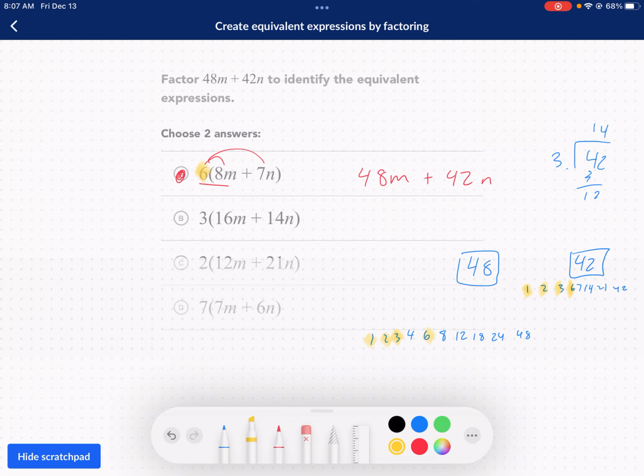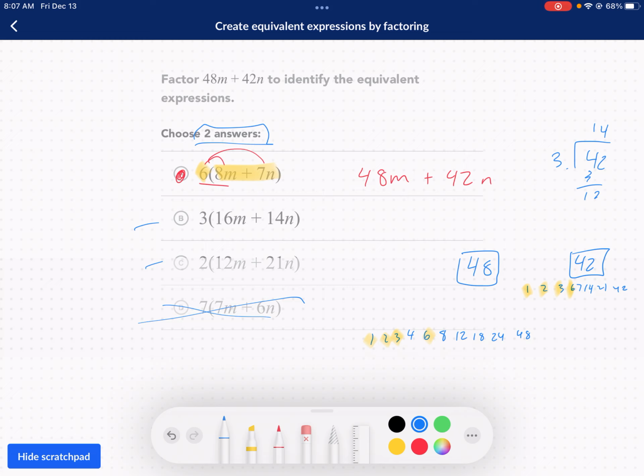So that's why, boom, this is as simple as it can get on the inside. You can't factor out anything more. So this is the most factored. When you factor out the GCF, it's the most factored. So now I need to see if there's any other ones. And it says there's 2, so there's definitely going to be another one. So what are other common factors? Well, I could have factored out a 3. So 3 is a possible. 2 is a possible. 7 is not possible.